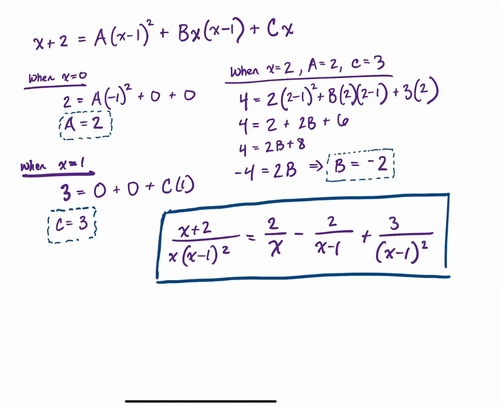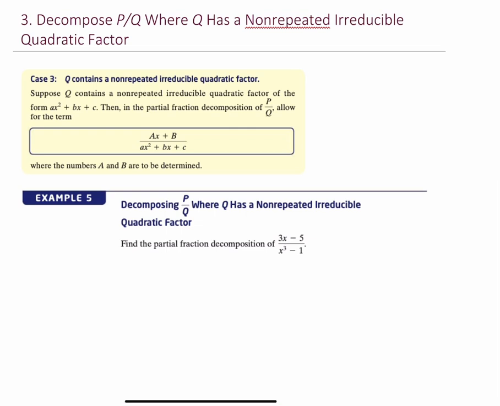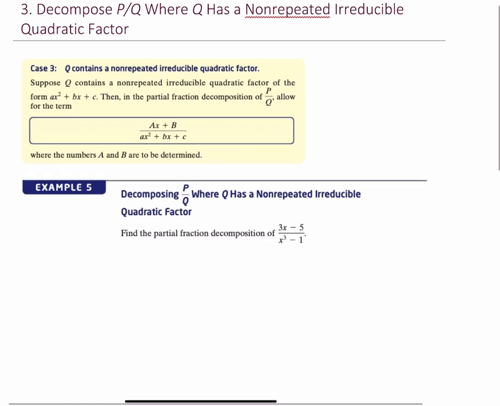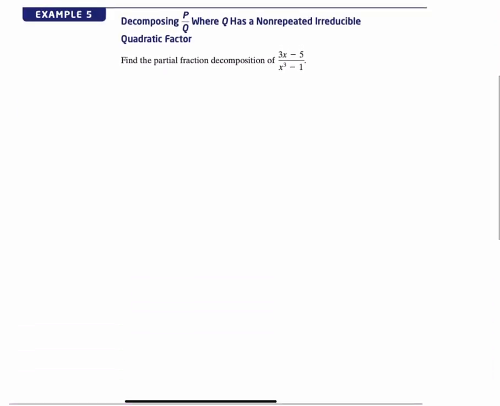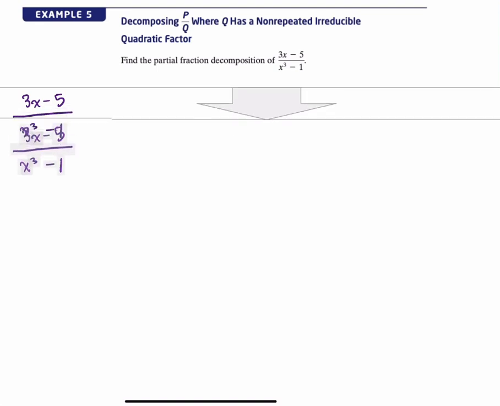Okay, our next situation is when we have what's called a non-repeated irreducible quadratic factor. So again, let's look at our example here. We have 3x minus 5 over x cubed minus 1. So x cubed minus 1, we'll have to see as a difference of cubes, and we do have a factoring formula for that. Let me insert that here.